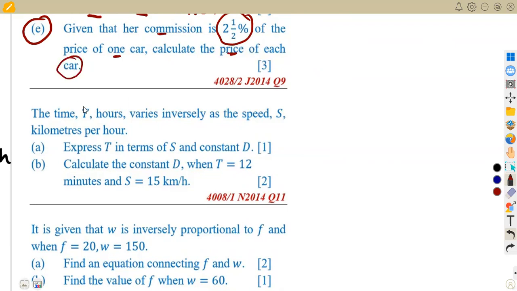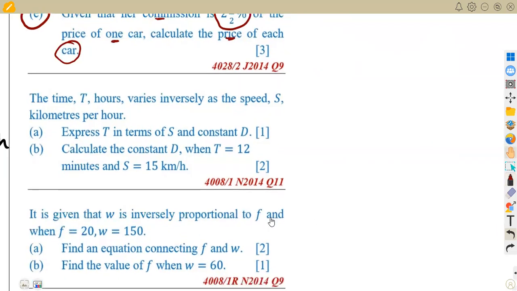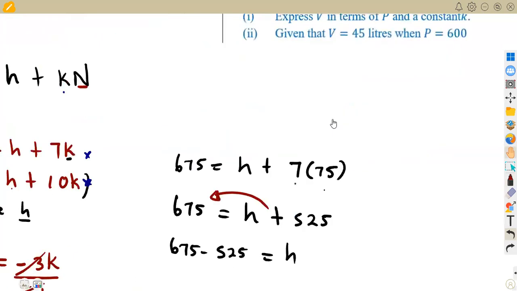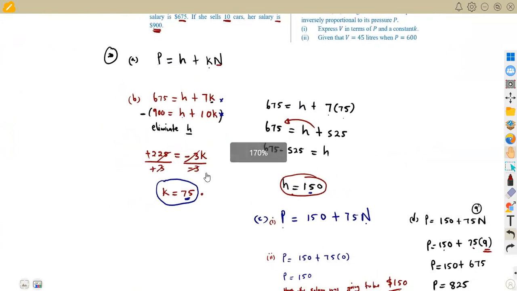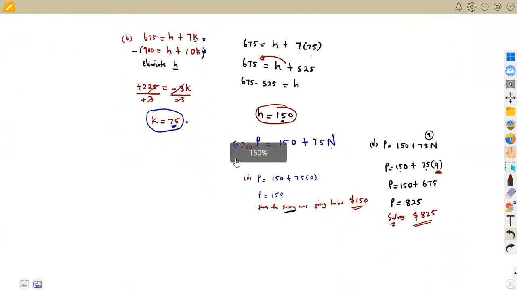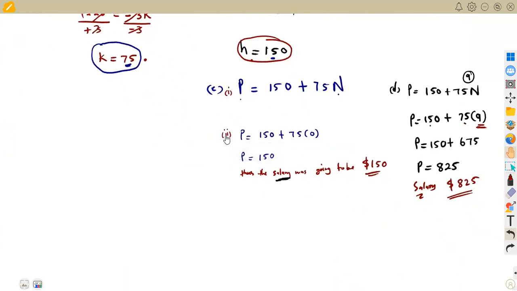Why are they asking us to calculate the price of the car? Because they know that we are given that commission before. Okay, let me write it stage by stage so that you understand me. We are given a commission percentage, in this case, to say that out of each and every car, she's going to obtain a commission which is 2.5%. Remember, that was 2.5%. So she's going to obtain 2.5% of each car.